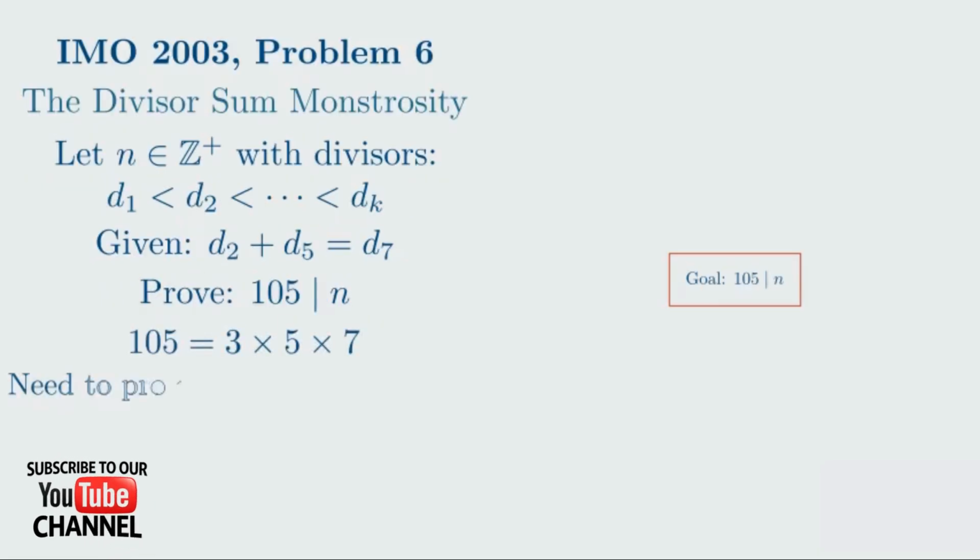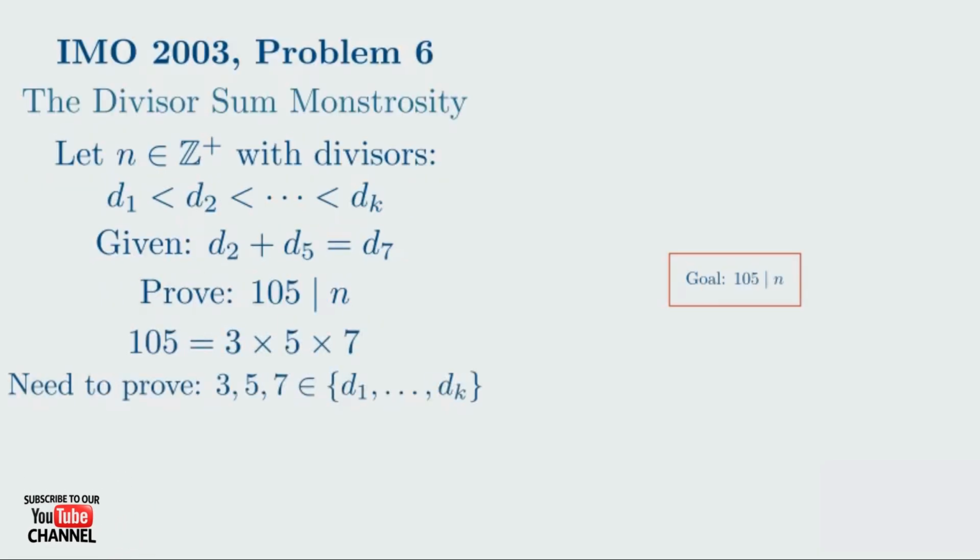Since 105 is equal to 3 times 5 times 7, we need to prove that 3, 5, and 7 are all factors of n.